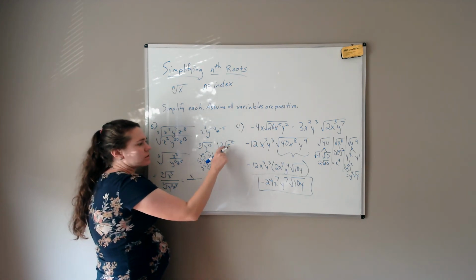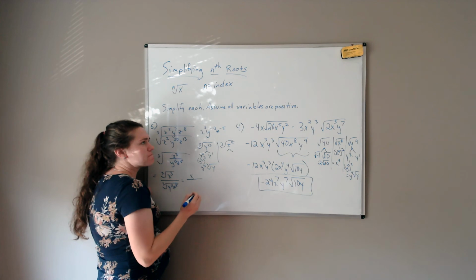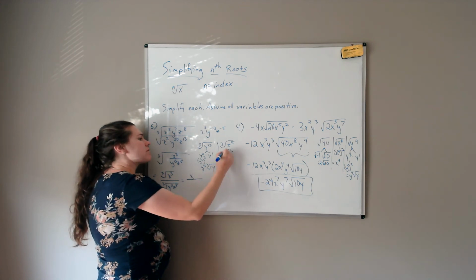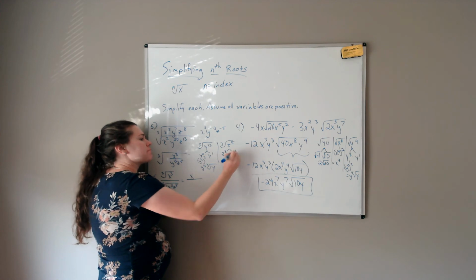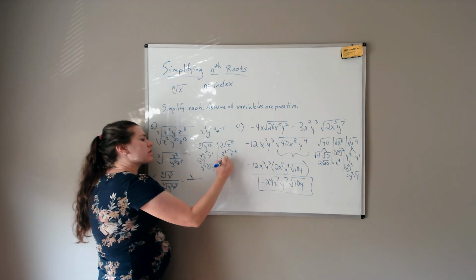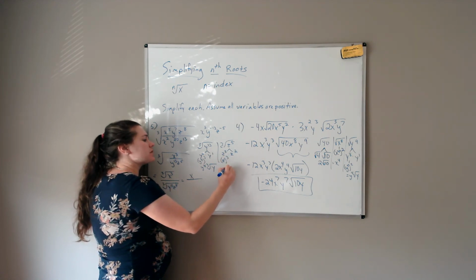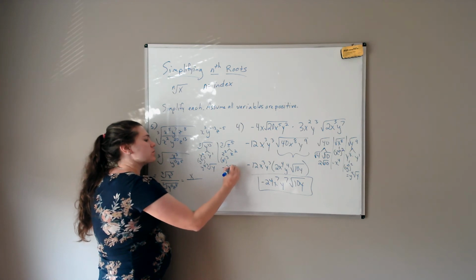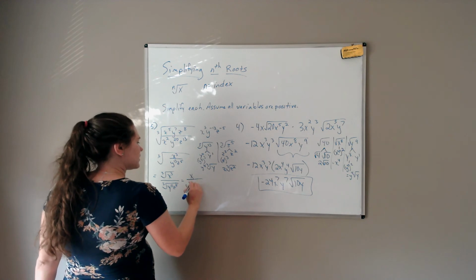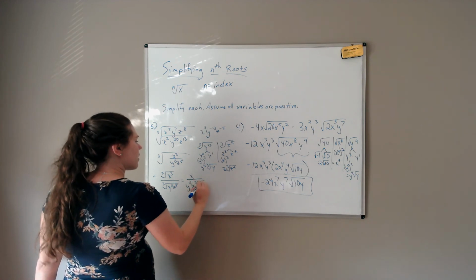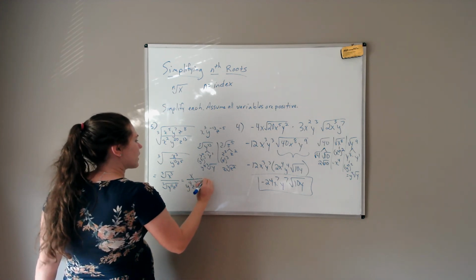5 is greater than or equal to the index, so it has to be simplified. Counting down from 5, you'd hit 3 as the first multiple. Okay? What to the 3rd is z to the 3rd, z to the 1st, so this simplifies to be z to the 1st on the outside times the cubed root of z squared. So this becomes y to the 4th z cubed root of y z squared.